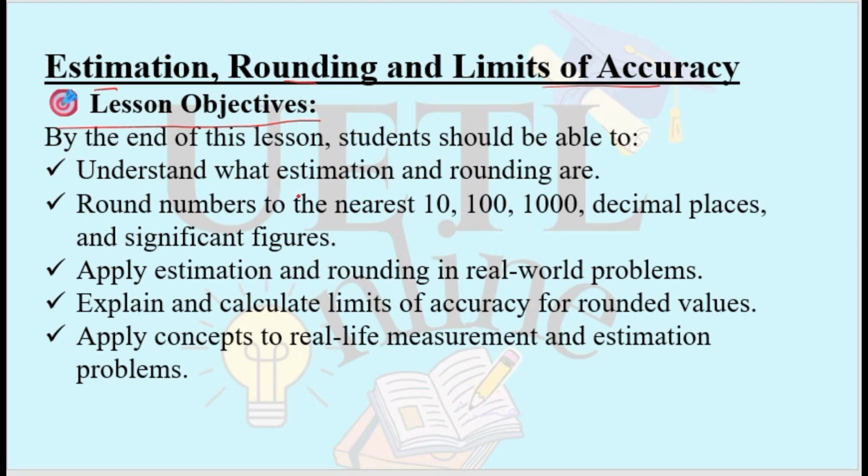Then you're going to be able to round numbers to the nearest 10, 100 and 1000. Then you're going to be able to round to decimal places. You're going to round to the nearest significant figures, and you are going to be applying estimation and rounding in real world problems. Then you are going to be able to explain and calculate the limits of accuracy for rounded numbers. So for these numbers we rounded, you're going to be able to see what the limits of accuracy are. Then you're going to apply real life measurements and estimation problems. So we're going to be doing that.